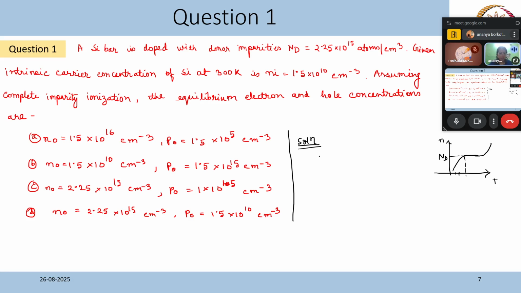We can say that N0 is equal to Nd, which is 2.25 into 10 to the power 15, and P0 is Ni square by Nd. This is 10 to the power 5 per centimeter cube.